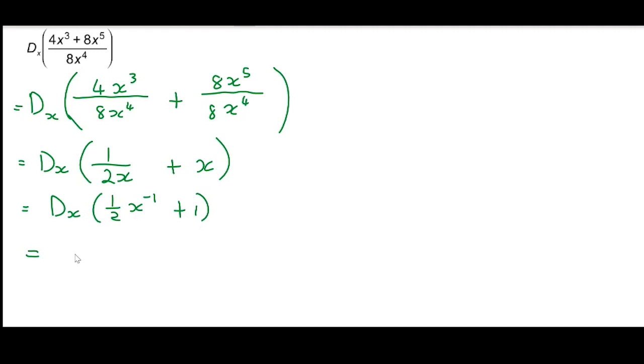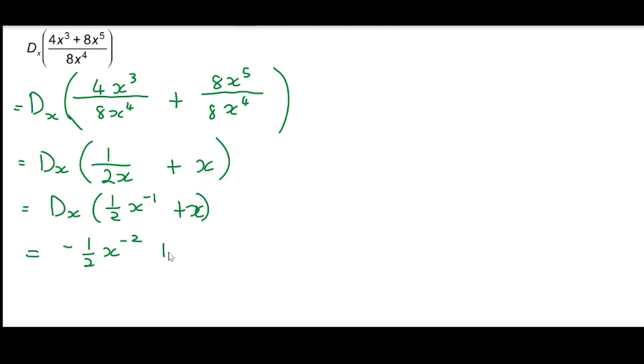And lastly, we're going to differentiate now. When we differentiate, we're going to bring the power down to the front. We're going to get negative a half. We're going to reduce the power by 1. And the derivative of, sorry, I shouldn't have differentiated that x yet, because I've still got the notation there.